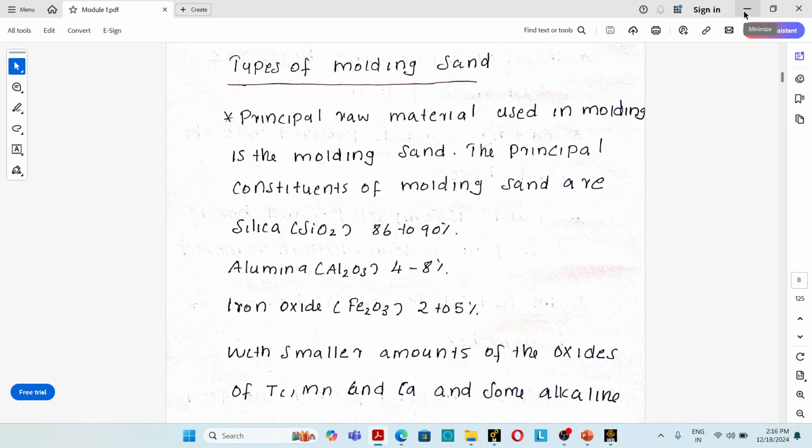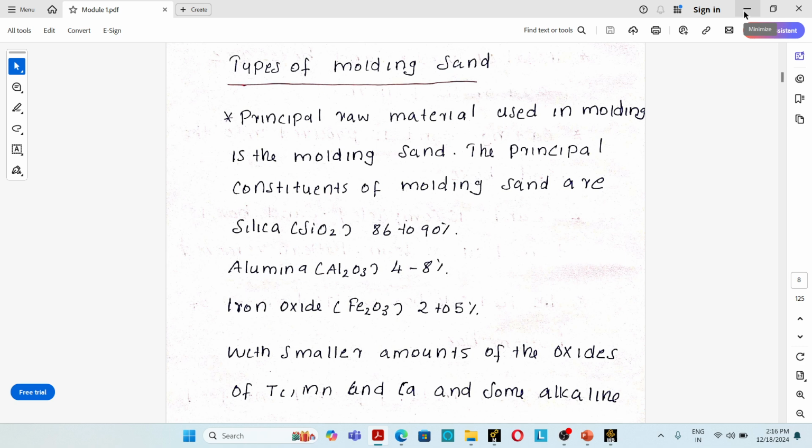Today, we are starting with types of molding sand. In a sand casting mold, the main raw material used for making the mold is sand. That's why it is known as sand casting mold. The principal raw material used in molding is the molding sand, and the principal constituents of molding sand are silica, alumina, and iron oxide.